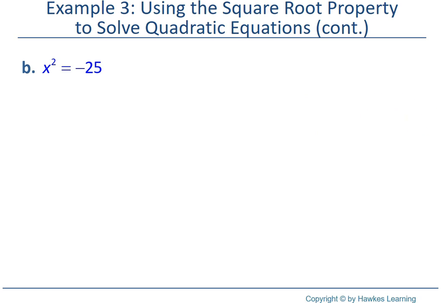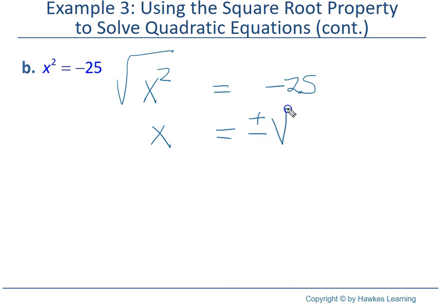Now, again, as we look at this, it's going to be a little bit interesting. x squared equals a negative 25. So we take the square root of this, that'll give us x, and then this equals plus or minus the square root of a negative 25. But we know that's not a real number.